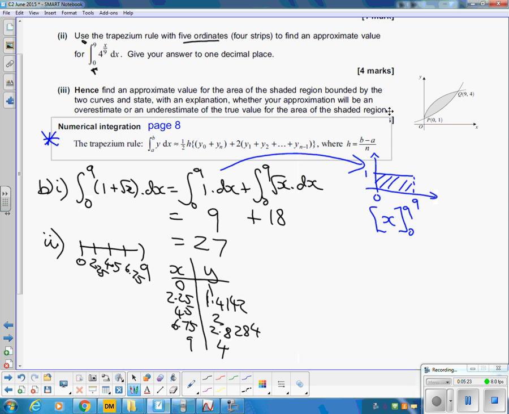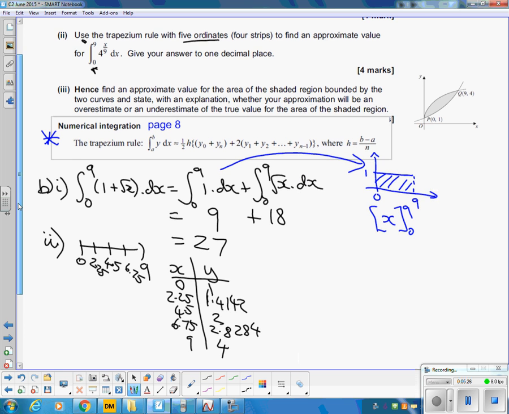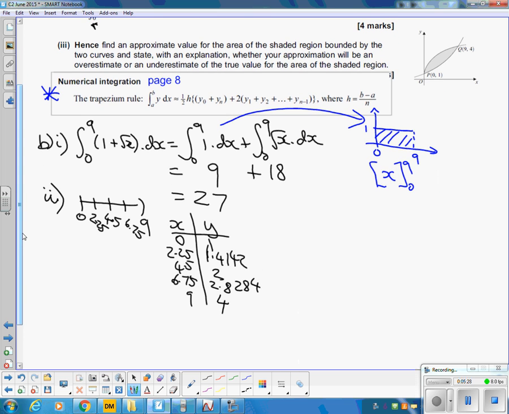Right, once you've got your table of values, I'm going to use the trapezium rule, which as I said was in your book. So the trapezium rule here says that the integral is approximately a half times h. H is your step size. Okay, so that's 2.25 times. Okay, y0 means the first y, so that's 1. Yn means the last y, so that's 4. And then all this stuff in the brackets means 2 times all the y's in the middle, so the ones I haven't used yet.